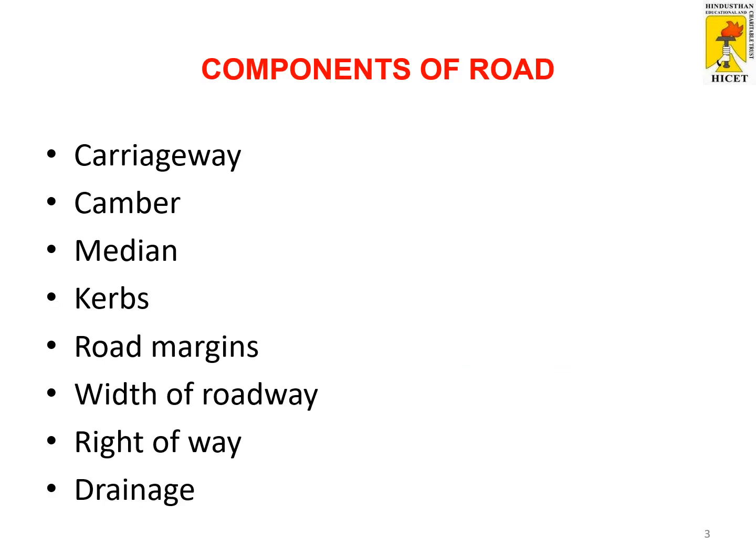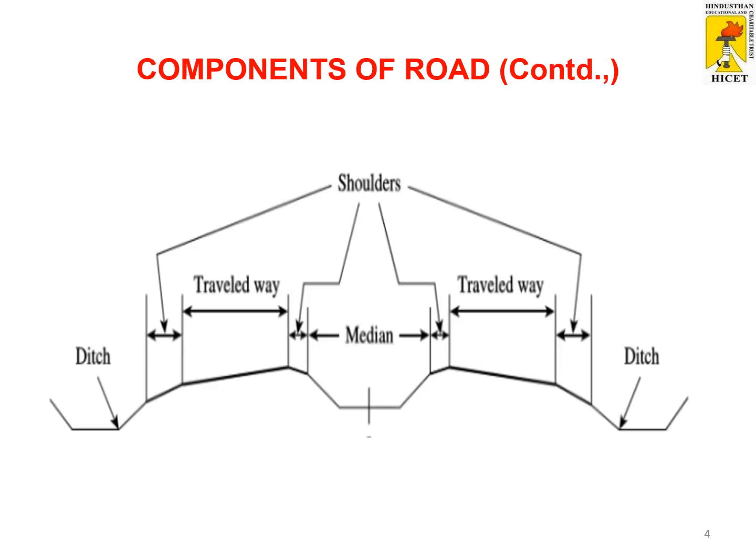In this slide, we can see the different components of a road, one by one. The first ones are carriageway, camber, median, curb, road margin, width of roadway, right of way, and drainage. This image shows clearly the different components of a road.